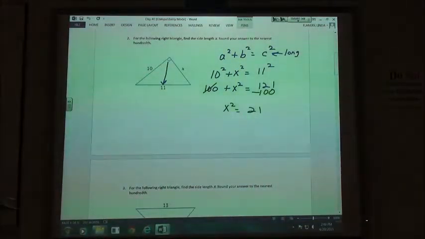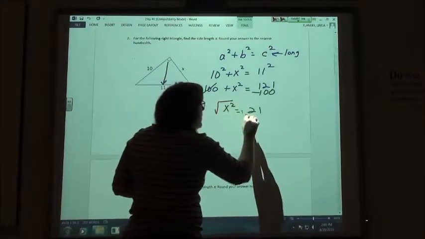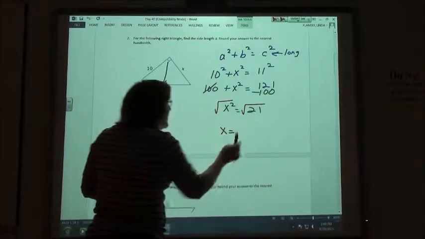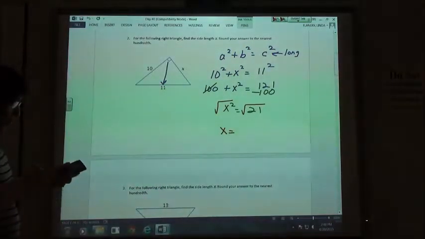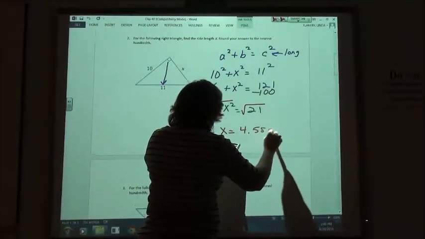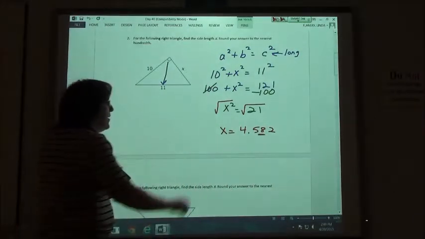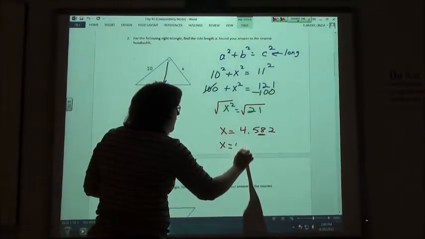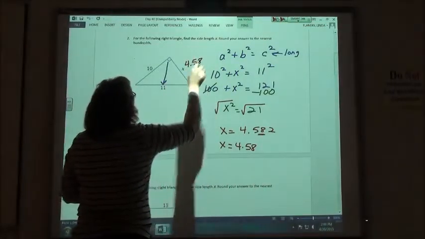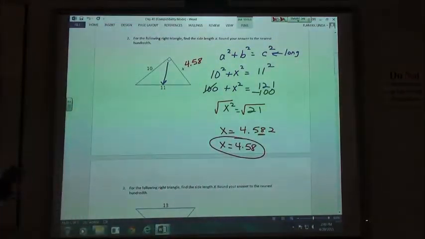I then have to solve that by getting rid of the squared, so I take the square root of both sides. The square root of x squared is just x. I'm going to do the square root of 21 on my calculator, 4.582, and so rounding that off to the nearest hundredth, x is going to be 4.58. Right, that should be shorter than my hypotenuse. So that looks like a good answer.